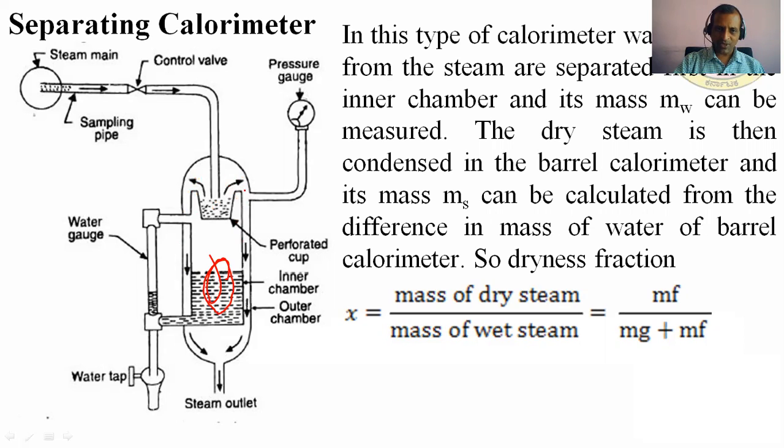So the outer chamber is connected to the pressure gauge, and the water is collected from this cup. This is connected to the water gauge. The water gauge measures the known quantity of water, how much water is collected, and the measurement we are fixing on the water gauge here. Then this is the steam outlet. So the steam is collected here and it comes outside.